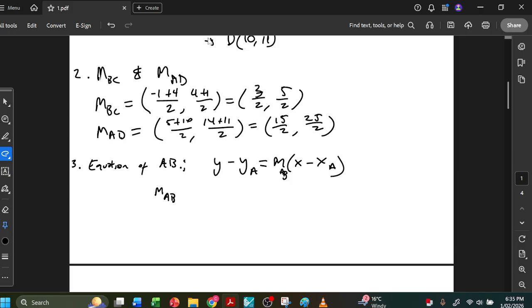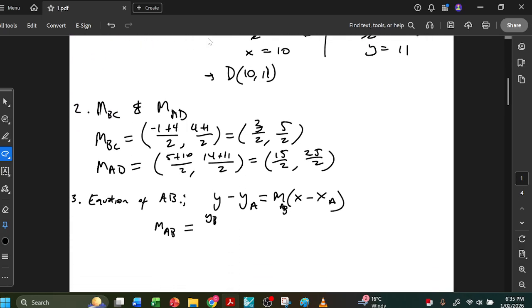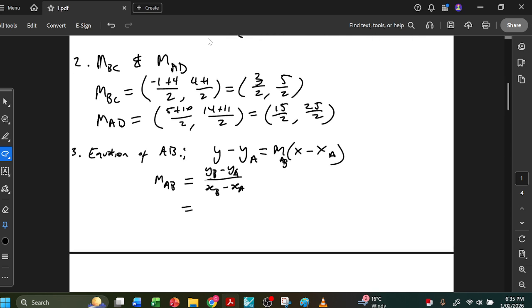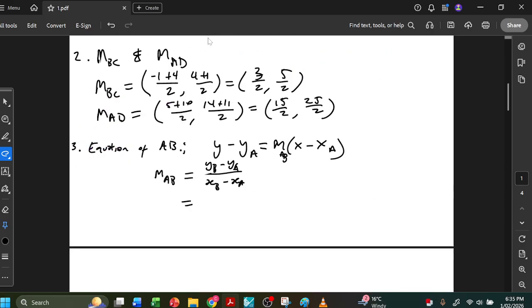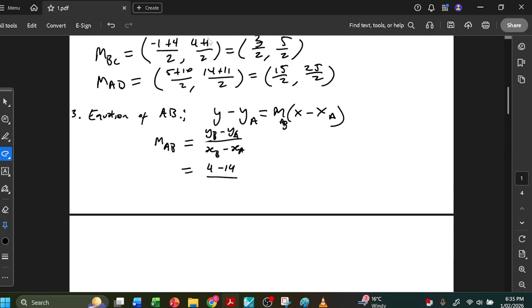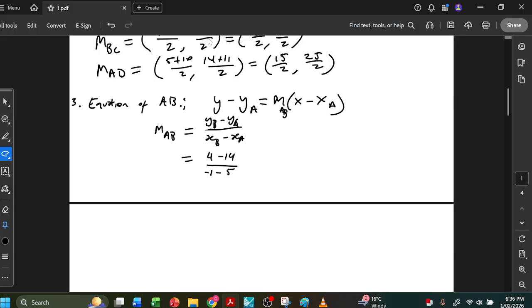So the very first thing we need to do here is find the gradient of AB. To do that, we're going to use rise over run. That's the difference between the y coordinates divided by the difference between the x coordinates. So let's go ahead and do that. The y coordinate of B is 4, so that's 4 minus 14 over -1 minus 5. That's going to give us -10 over -6, which simplifies down to 5 over 3.